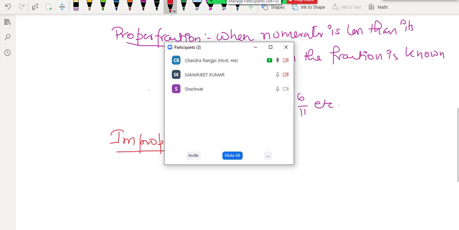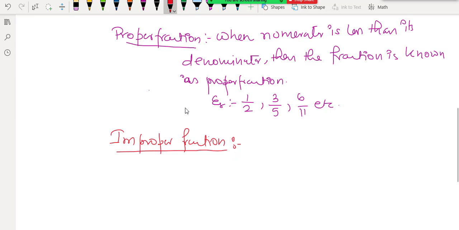What is an improper fraction? A fraction whose numerator is greater than or equal to its denominator is called an improper fraction. Very good. A fraction whose numerator is greater than or equal to its denominator, then the fraction is known as an improper fraction. Very good.